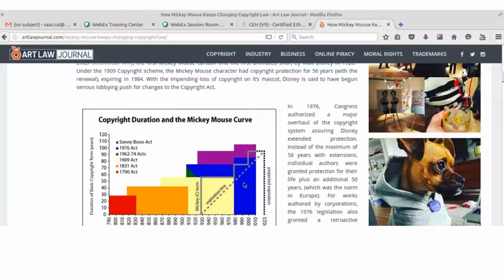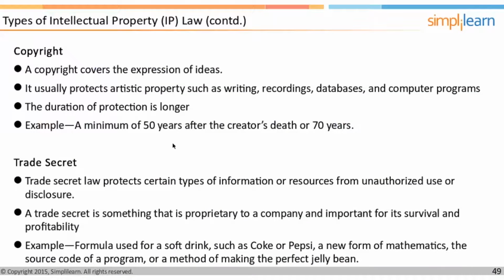which means once it expires, it's out of the copyright. It's not copyrighted anymore. Then anyone can use that character, right? So it's very interesting. You could probably read this and see how the laws have changed over a period of time to protect Mickey Mouse. All right, so that is copyright.